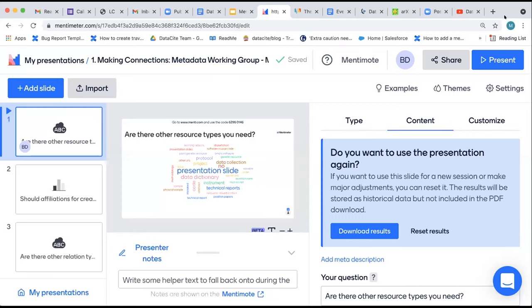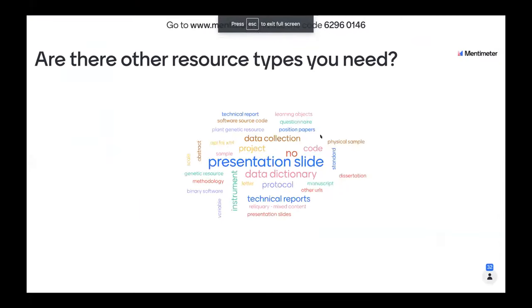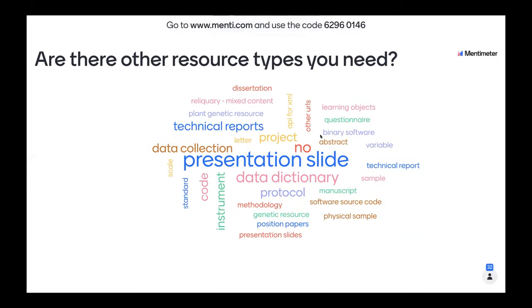Okay, just to warn you that we decided that it would be okay to show the previous answers so we can compile everything. So you will see, you can vote here for new resource types that aren't appearing, or you can just add to what's already shown.